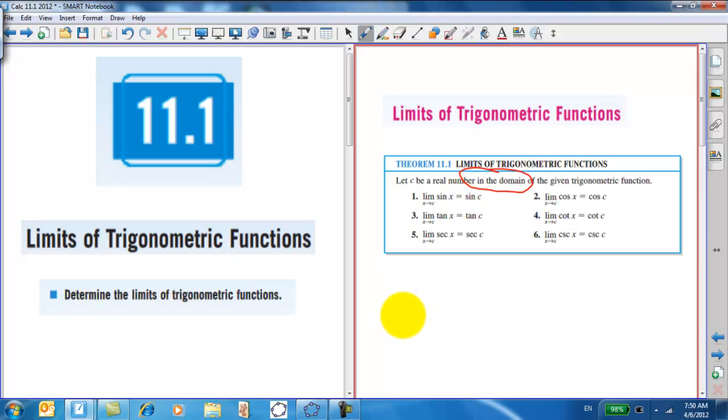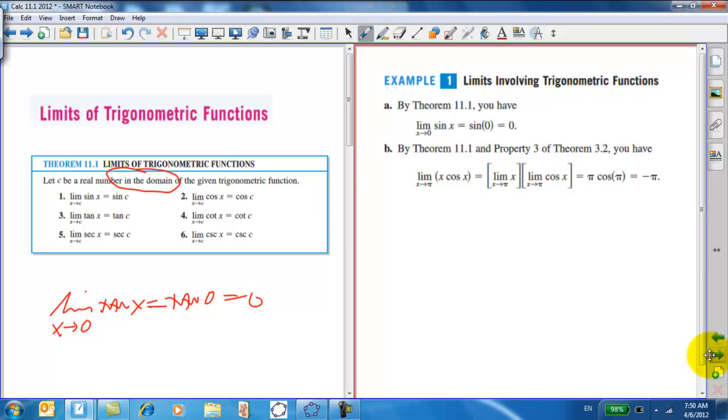So if we took the limit as x goes to 0 of the tan of x, that's just the tan of 0, which is 0. But what happens if we go to pi over 2 where the tangent's undefined? We'll have to look at a picture on that later. For right now, here's some typical ones.